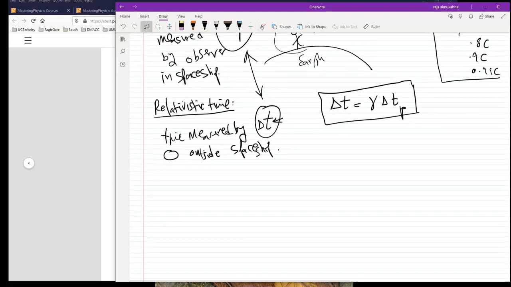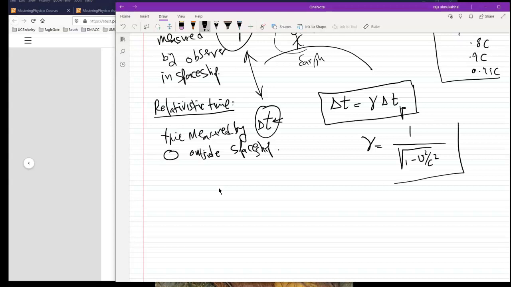So delta tp here is the proper time, and what is gamma? Gamma is called the gamma factor. It pops up in just about every single relativistic equation, and is equal to 1 over the square root of 1 minus v squared over c squared. Again, you need to remember that. That's the gamma factor.